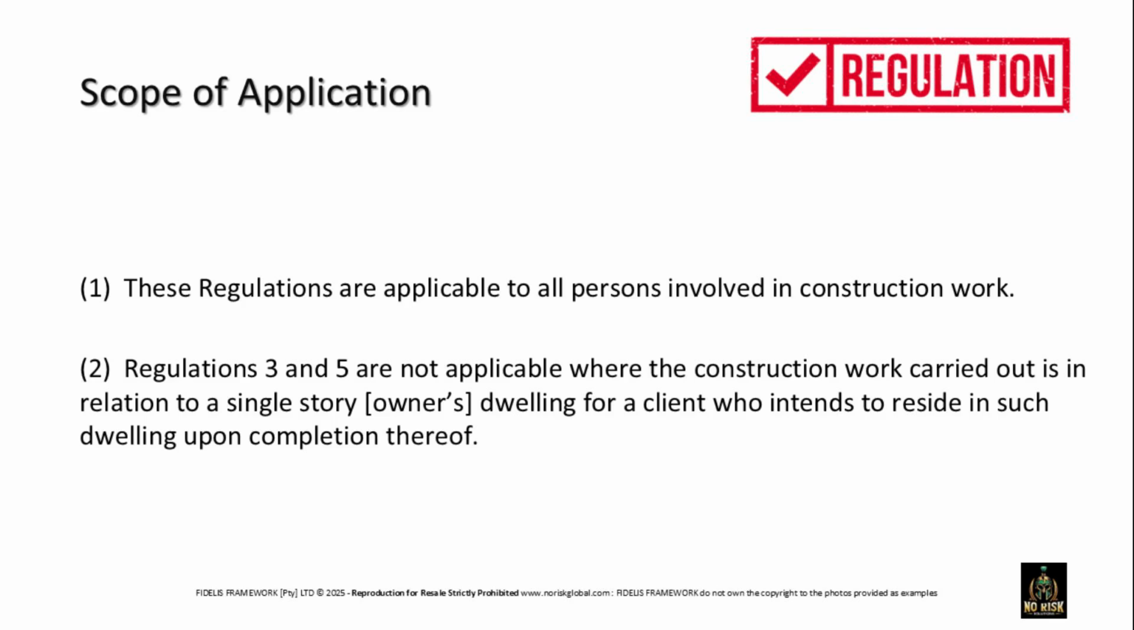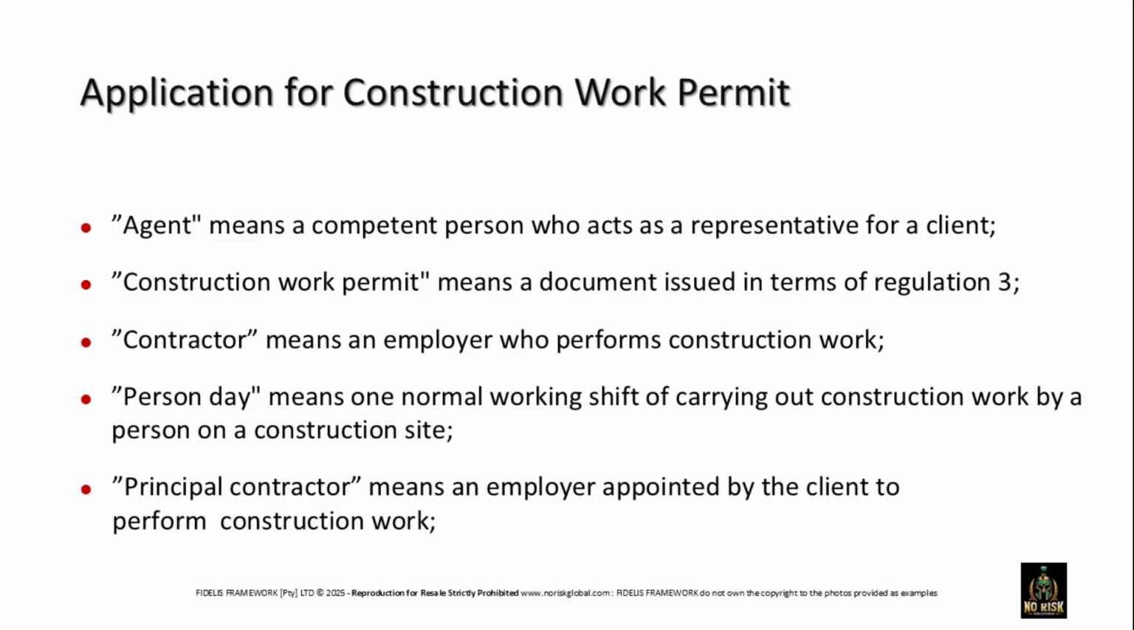These regulations apply to all individuals involved in construction work, with specific exceptions for single-story dwellings intended for client residence upon completion. The application for a construction work permit involves several key definitions, including agent, contractor, and principal contractor. These roles are integral to the permit process.